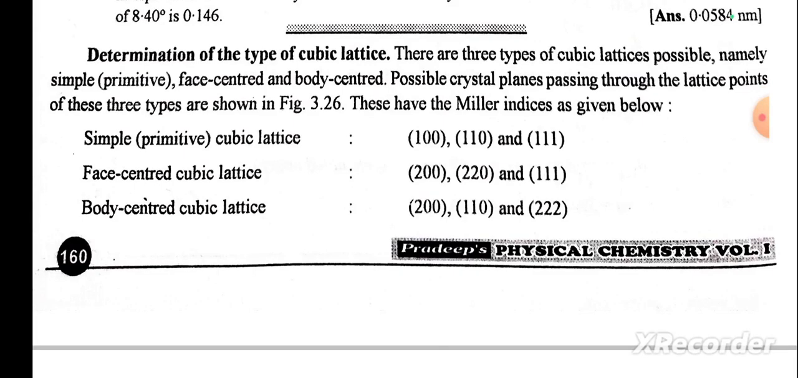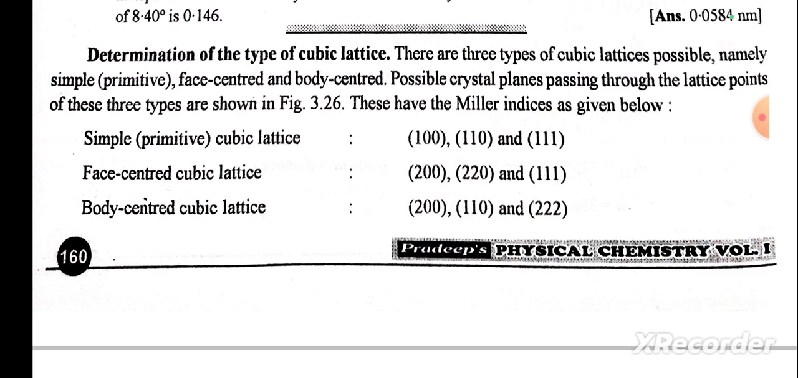Determination of the type of cubic lattice. There are three types of cubic lattice, namely simple, face-centered, and body-centered. Possible crystal planes pass through the lattice points. There are three types, along with Table 3.36. The Miller indices are given below.